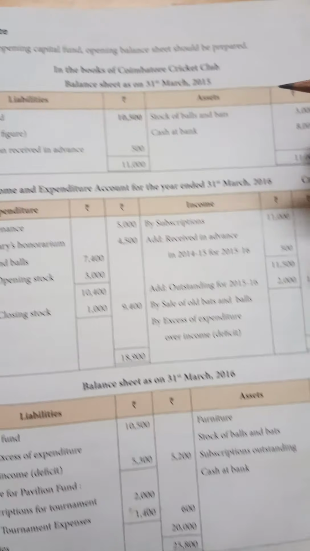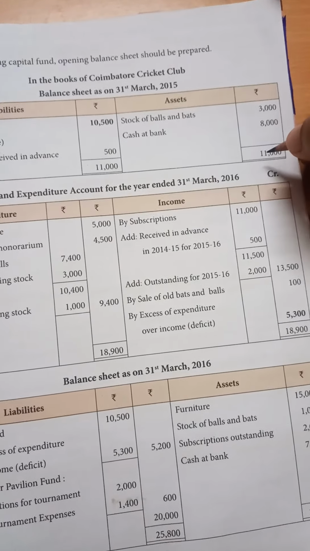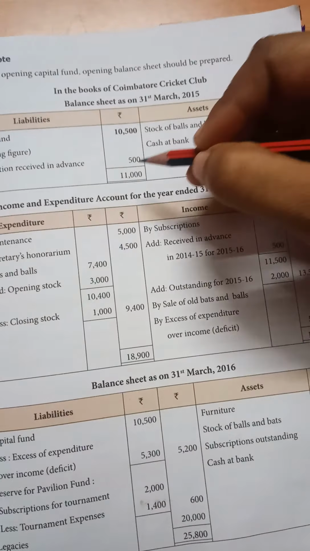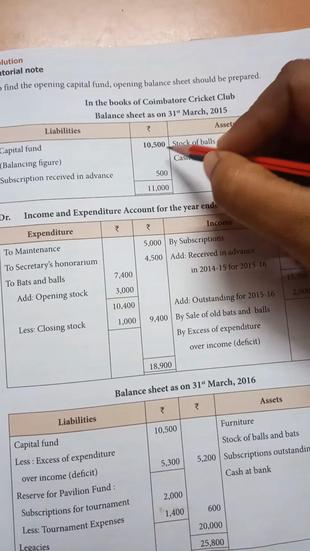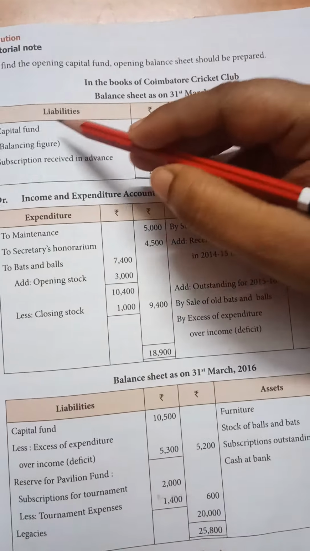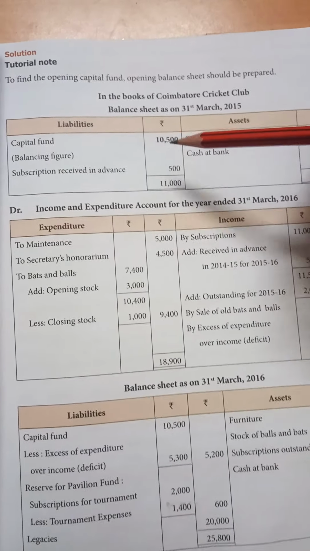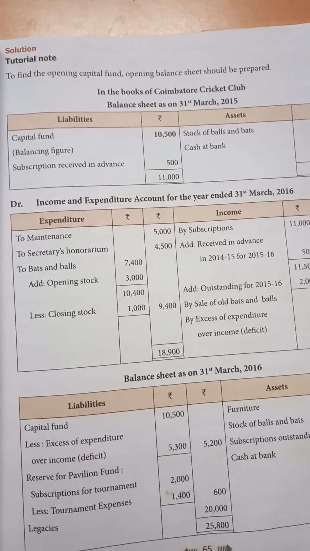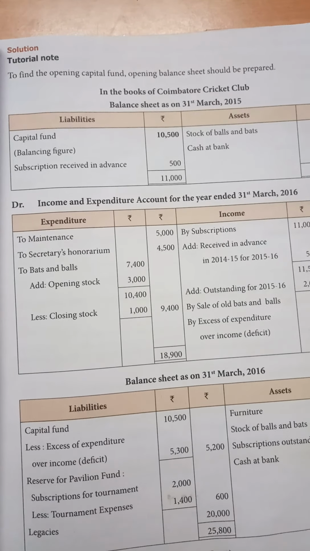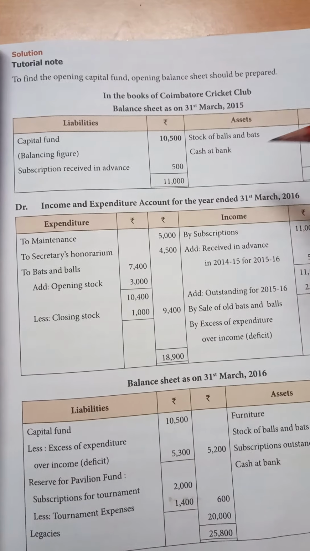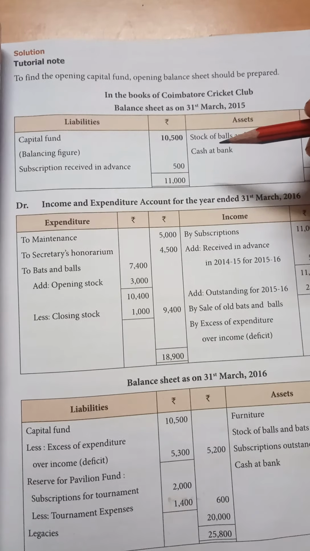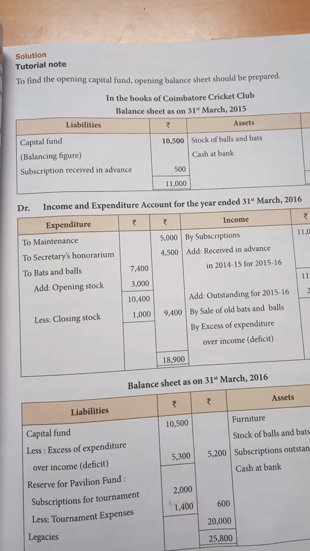After this we need to total these two, okay, which comes to 11,000. So 11,000 minus 500 comes to 10,500. That is the capital fund, that is your opening capital fund for now. So whenever you don't have your opening capital fund, first we need to prepare the balance sheet for opening capital fund with all the opening balances.